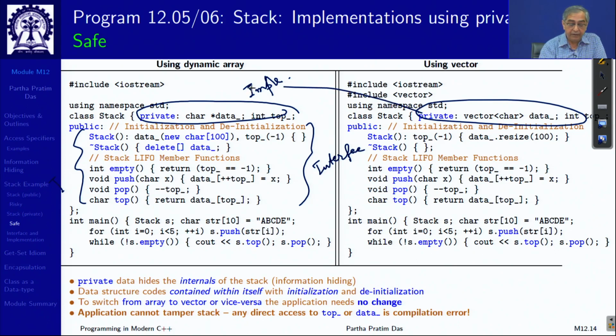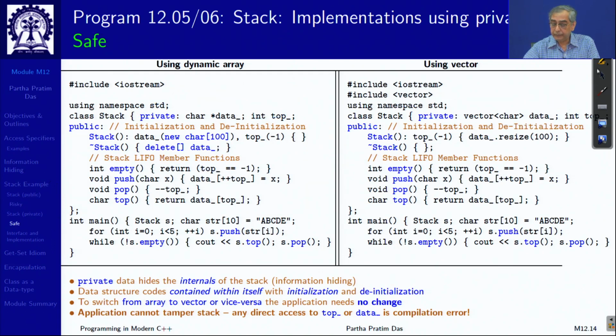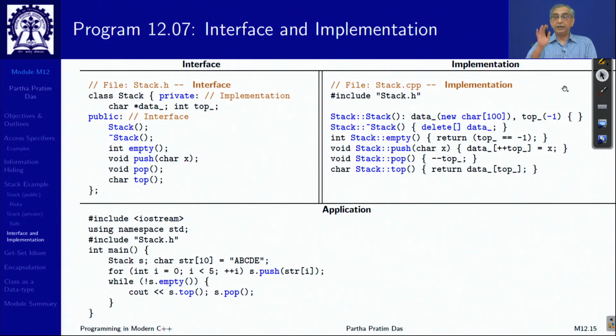Implementation is private, interface is public. Anybody can use the interface, make use of the stack, solve problems, but they will not be allowed to touch my data members and change anything to make things go wrong. This is a huge safety through this notion of information hiding that C++ provides over C programming. You could not have done this in C.